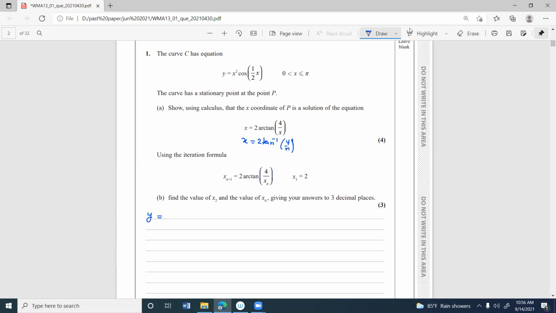So the question is y equals x squared cos half x. In this case, you can understand that it's a product of two different functions, x squared and cos half x. The formula we need: if you differentiate u times v, two different functions, here it's u and here it's v, the answer is keep the first function u and differentiate the second function, plus keep the second function and differentiate the first function. That is the formula we need for this question.